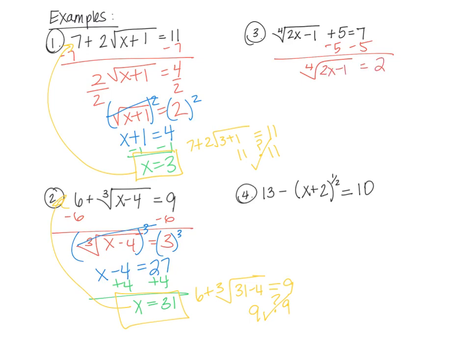Now that my radical is isolated, I want to get rid of the fourth root by raising it to the fourth power. Okay, so that's going to cancel off my radical. 2x minus 1 is going to equal 16. Then I'm going to keep solving. So I'm going to add my 1 and divide by my 2.